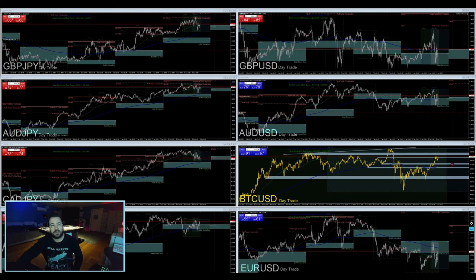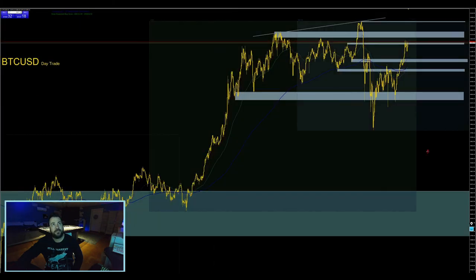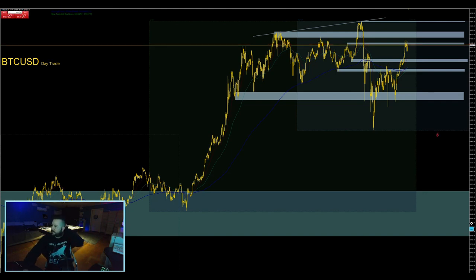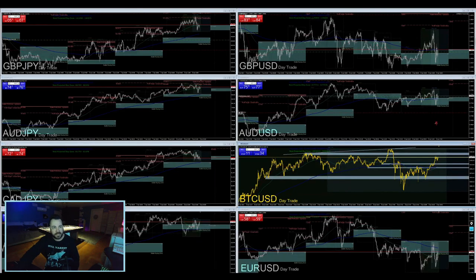All right, Bitcoin looks like it's still struggling with this resistance level. If we break above this, we're going up to the next blue box. If we fail at it, we're dropping down to the previous one. This is going to end up being a longer video. We're already at 57 minutes, but it's worth it.